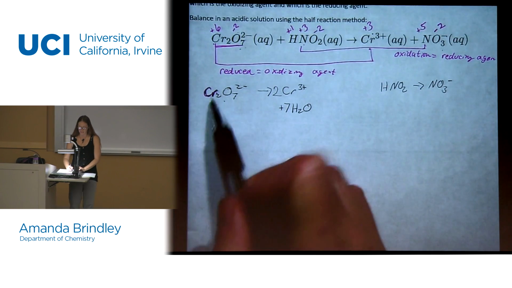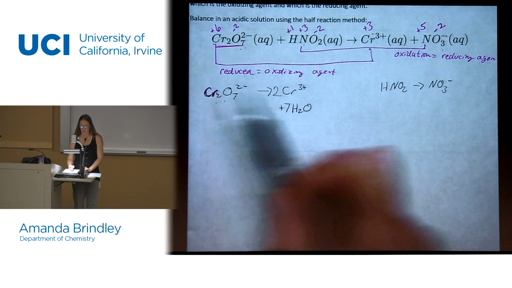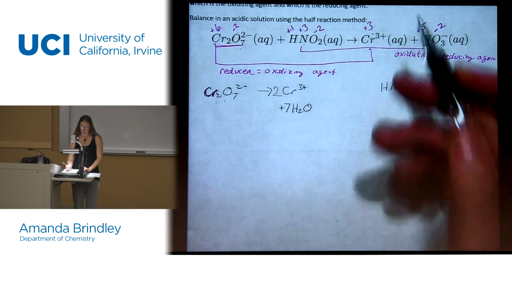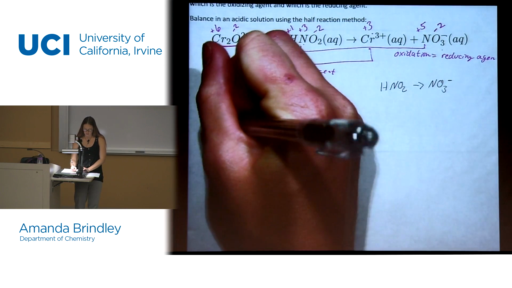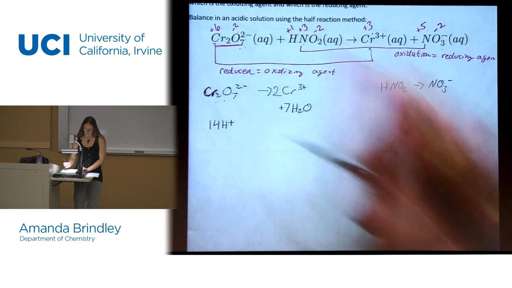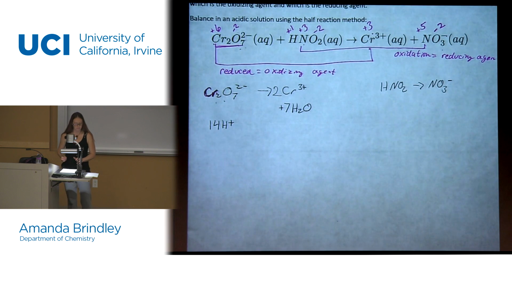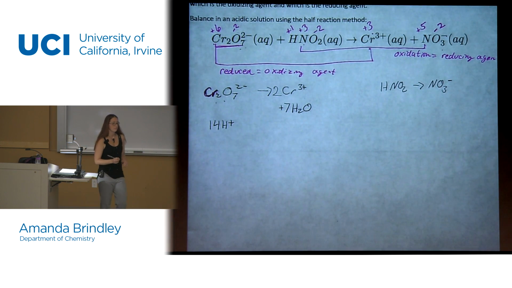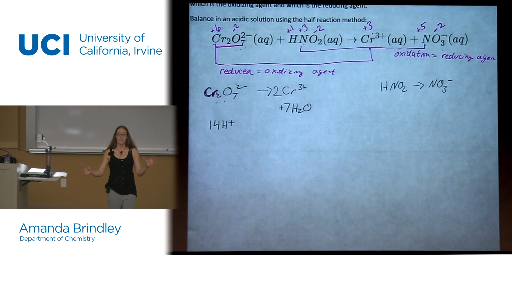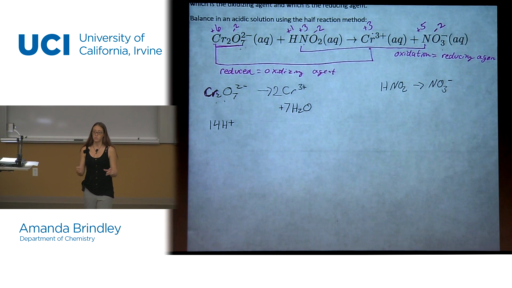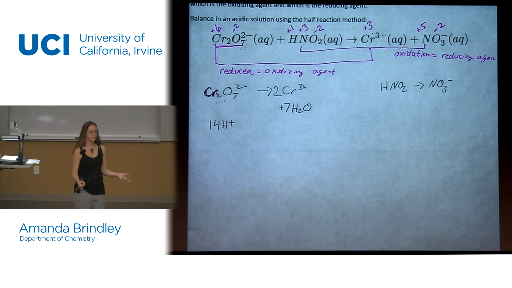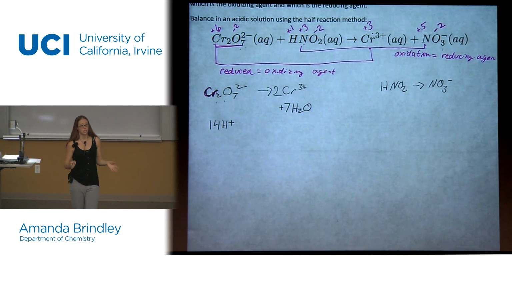How many hydrogens do I have on this side? How many on this side? So what do I need to add? Okay, so now all of my elements are balanced. Now the only thing that's left is my charges. So you add up your charges on each side.